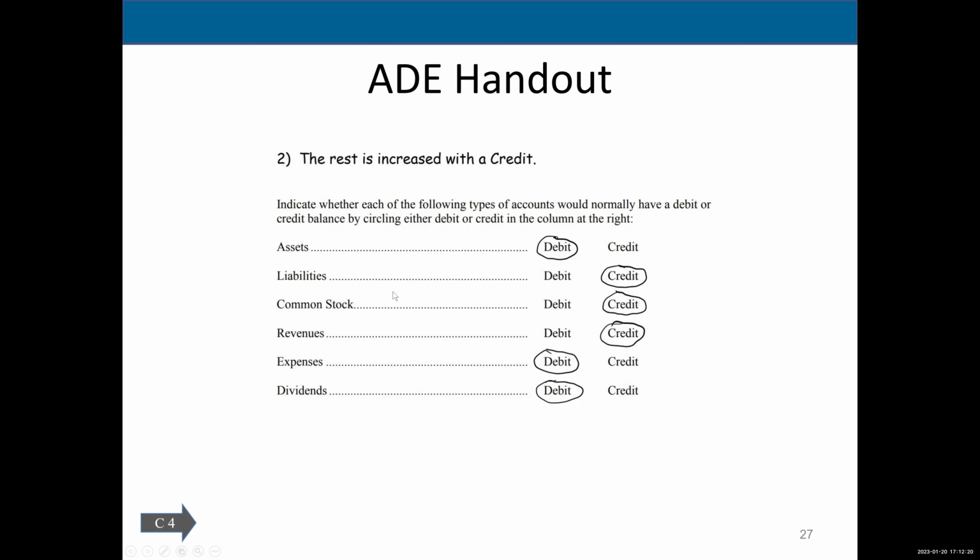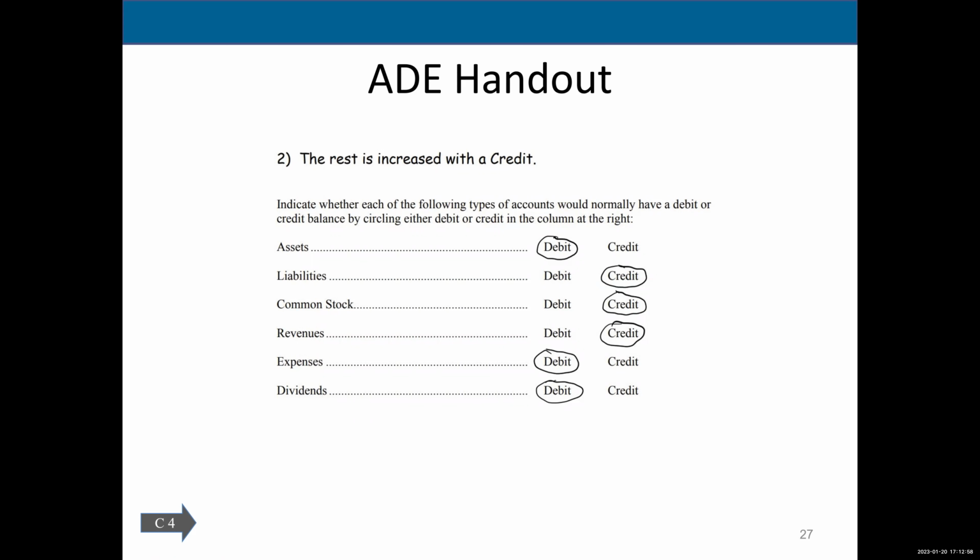Common stock. Is that part of ADE? No, credit. Revenues. Is that part of ADE? No, credit. Expenses. Is that part of ADE? Yes. Remember, A, assets, D, dividends, E, expenses. Expenses is part of ADE, so you're going to debit. How about dividends? Yes, dividends is part of ADE, debit. That's how my daughter did it.